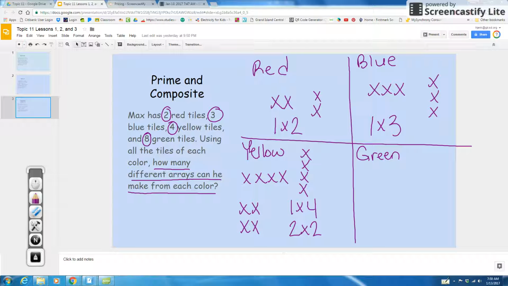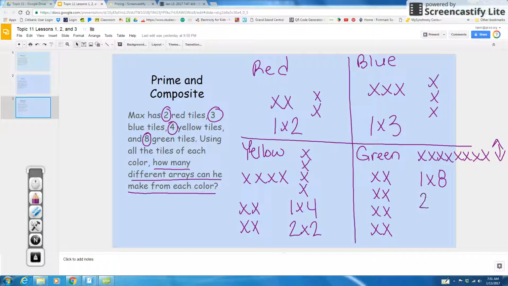And then we get to 8. And I could do 4, 5, 6, 7, 8. I could also do this one up and down. I could do a 2 by 4. I could turn that and do a 4 by 2. But either way, I did a 1 times 8 and a fact of 2 times 4.